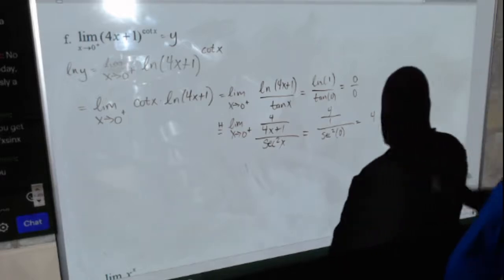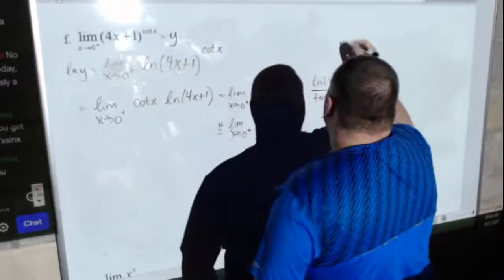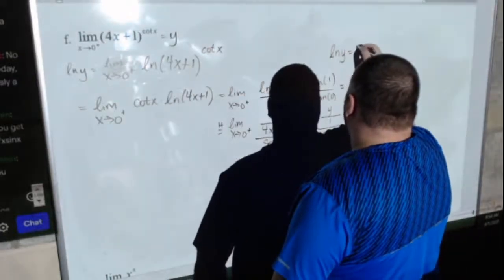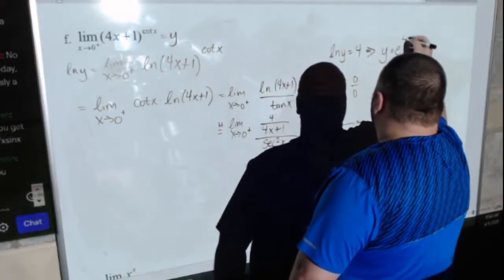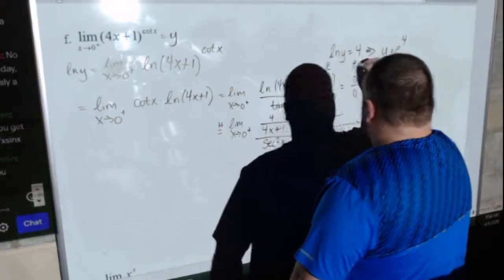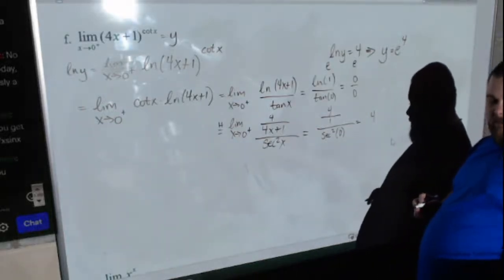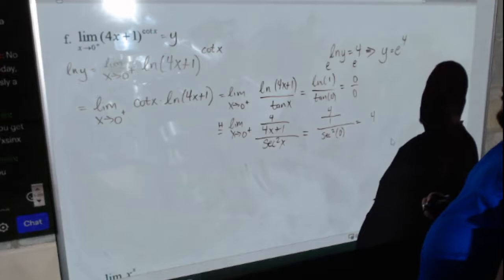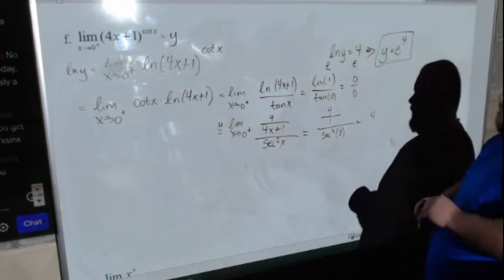But recall that this is equal to natural log of y. So natural log of y equals 4. That means y equals e to the 4th, because you would raise both sides to e. And that is your answer.